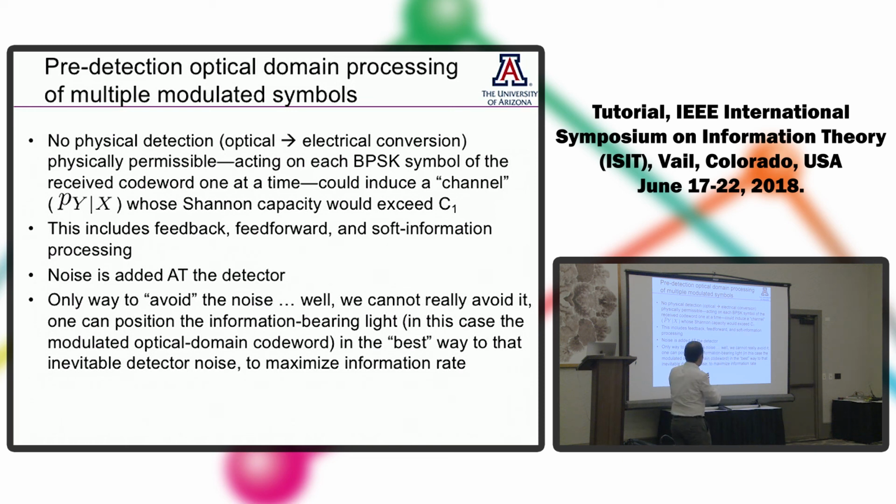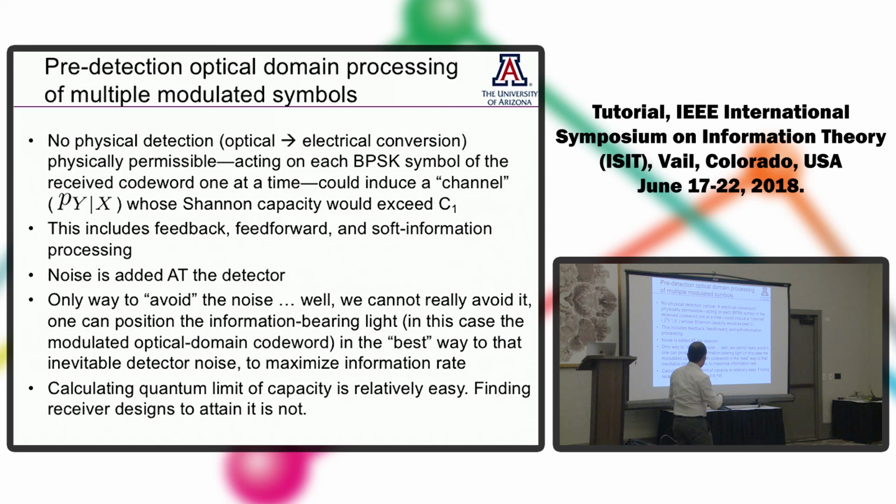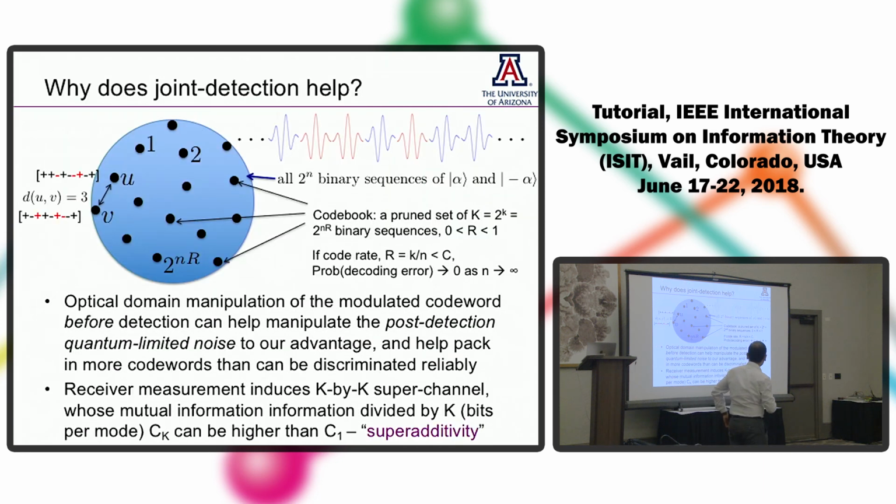The only way you can position the information-bearing light in the best way against that inevitable detector noise is to do some optical domain pre-processing. Calculating the quantum limit to capacity is relatively easy, but finding receiver designs is the harder problem. We saw this picture in the first part of the lecture today.